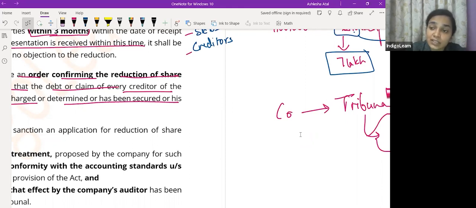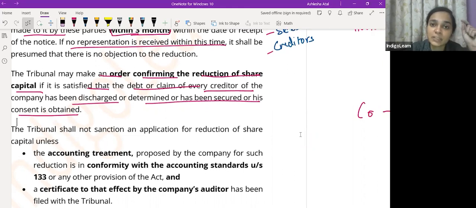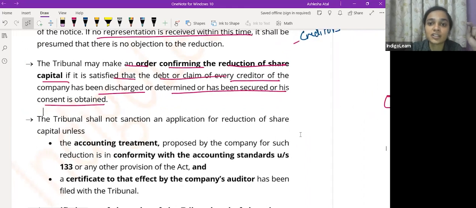So even when the tribunal is passing this order, the tribunal will make sure that all the debts of the creditors are either satisfied, या तो आपने creditors को already pay off कर दिया, या फिर you've made a separate arrangement, your creditors are secured, there is some security which is being created in favor of the creditors, or you've obtained the consent of the creditor that the creditor has no problem in the company paying the amount for the purpose of reduction in the share capital. So the tribunal, only upon being satisfied on all these parameters, will pass an order confirming the reduction of share capital.